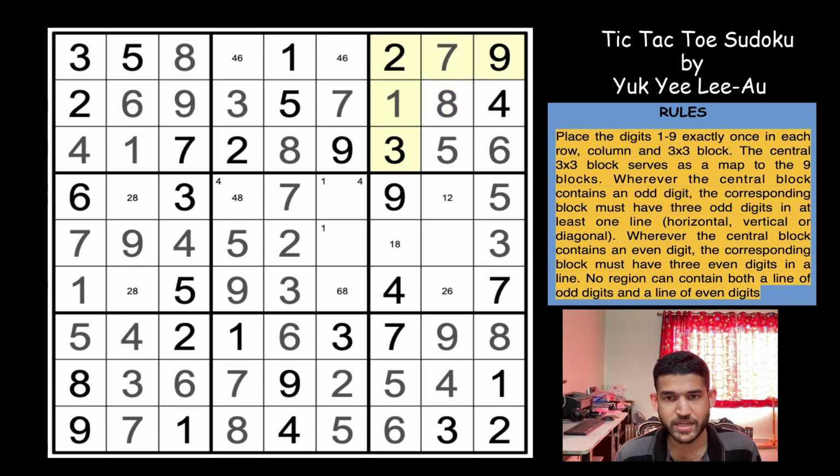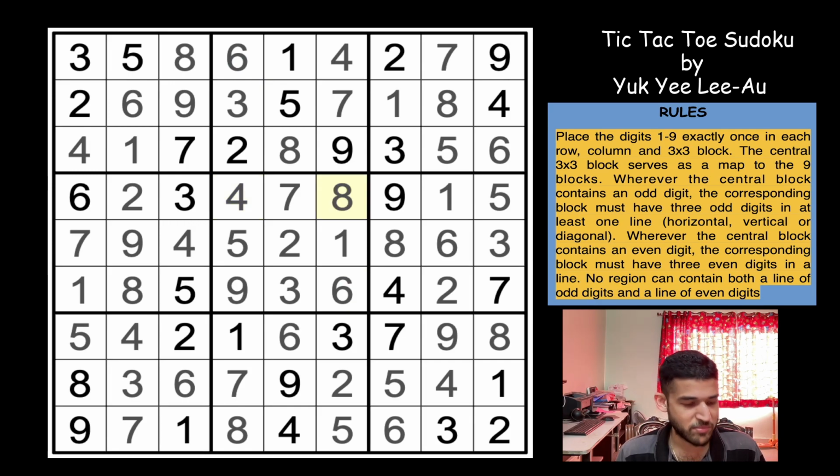So box 3 must take an even digit here, so that is not 1, that becomes 1, this becomes 8, and that would be 6, that's 2, that's 1, that's 2, that's 8, that's 6, that's 6, that's 4, that's 4, and that's an 8. And with that, we have completed this superb Sudoku by Yuk Yee Lee Au. What a nice solve it had.